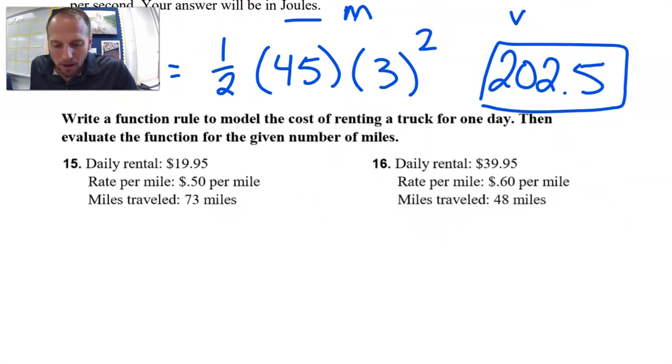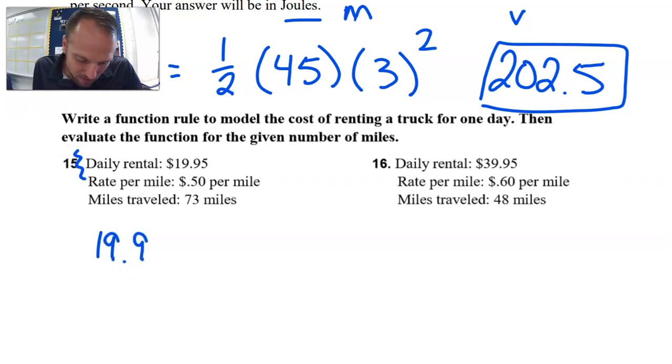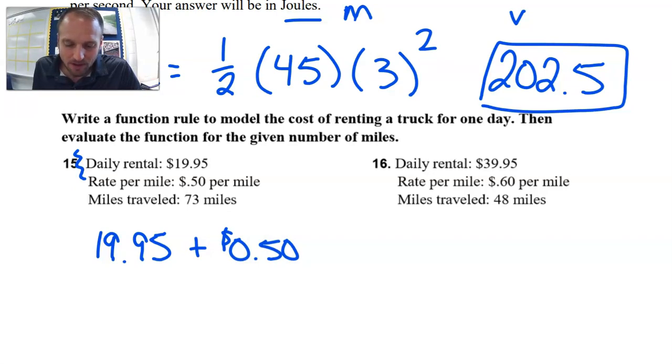Write a function rule to model the cost of renting a truck for 1 day, then evaluate the function for the given number of miles. Okay, so these top two, we're going to use that to write our function rule. So first one, we've got 19.95, plus we also have to pay something per mile, 50 cents per mile. And per means multiply. We've already talked about that. Mile, I'll just call that M. So this is going to be 19.95 plus 0.50M. That is our function. Y equals that.